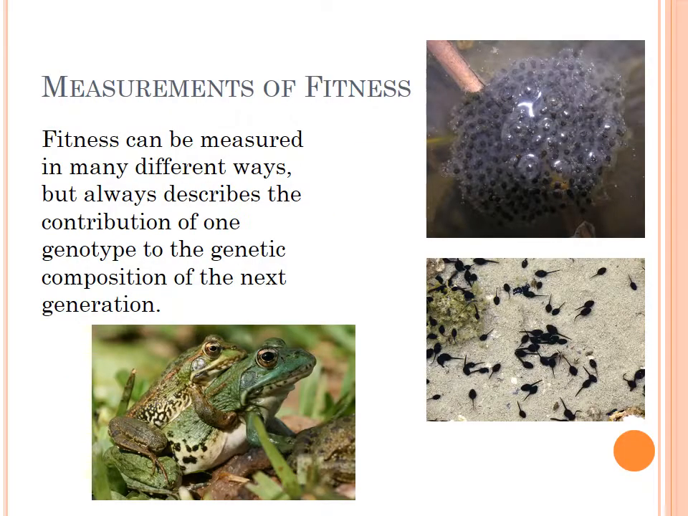So we can measure fitness in lots of different ways. One way, count the eggs. How many eggs do you lay? How many eggs do you have in your body at any given point? Another way, how many babies are born? Third way, how many copulation events do you have? Any of those can work as a measure of fitness. Successful copulation events.